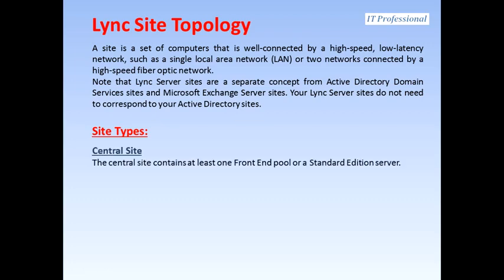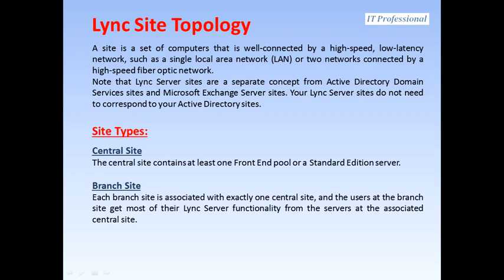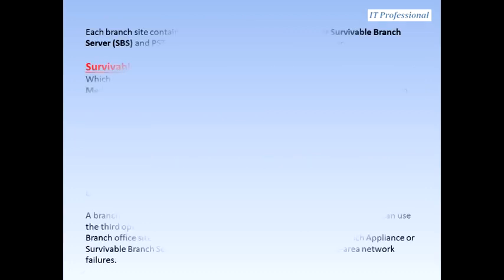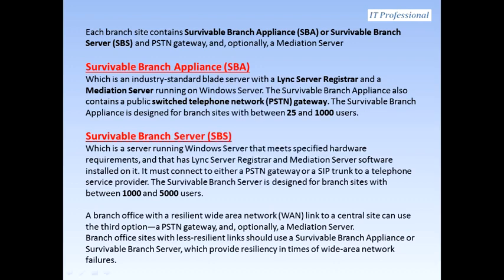Site types. Central site. The central site contains at least one front-end pool or a Standard Edition server. Branch site. Each branch site is associated with exactly one central site, and the users at the branch site get most of their Lync Server functionality from the servers at the associated central site. Each branch site contains a survivable branch appliance or survivable branch server and a PSTN gateway, and optionally a mediation server.